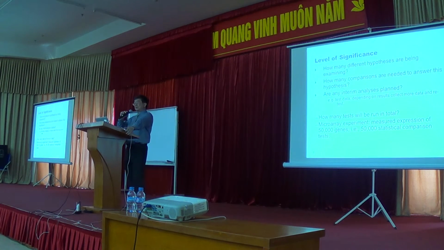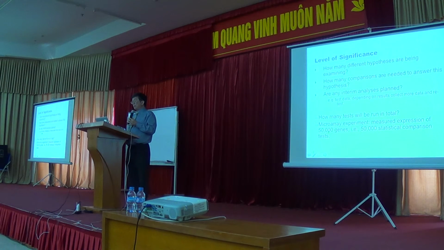So the level of significance: how many different hypotheses are we examining? How many comparisons are needed to answer the hypothesis? And are there interim hypotheses planned? All these questions need to be considered when we pick the cutoff value for the p-value. Instead of 0.05, it might need to be adjusted based on how many comparisons or how many tests you're performing.